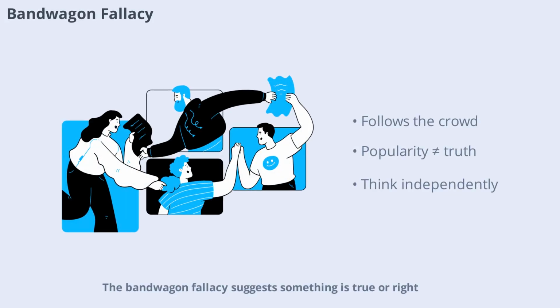The bandwagon fallacy suggests something is true or right simply because it's popular or everyone else believes it. For example, "Everyone is buying this phone, so it must be the best." Popularity doesn't guarantee quality or truth. It's important to evaluate ideas on their own merits, not just follow the crowd. Being aware of the bandwagon effect helps us make independent, thoughtful decisions.